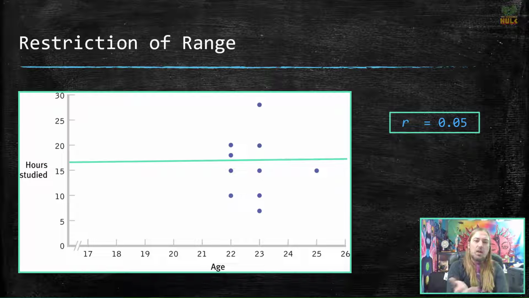But you might also notice here that I'm trying to interpret whether or not there's a relationship between number of hours studied and age, and I really only have individuals aged 22, 23, 24, and one 25-year-old. Sorry, I don't even have any 24-year-olds. I have data that only fit within a very small range of that larger age scale.